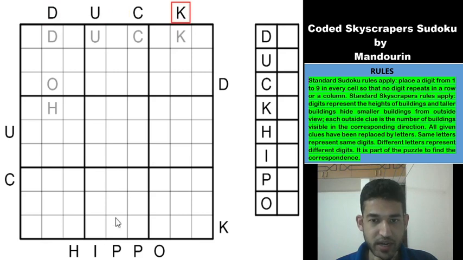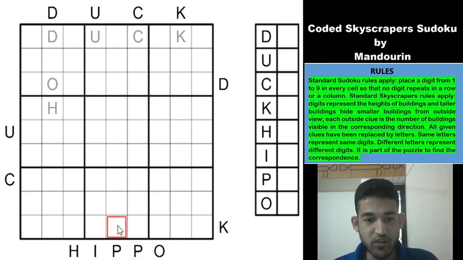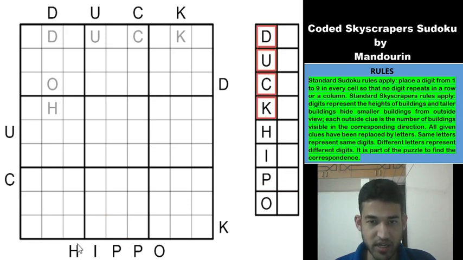So let us see if any of these letters can be 9. Obviously P is also not a 9, because then you will need to have a repeating sequence like this in both the columns, which is clearly not possible. So P is not a 9, D, U, C, K is not 9. So let us see if H, I and O are 9.